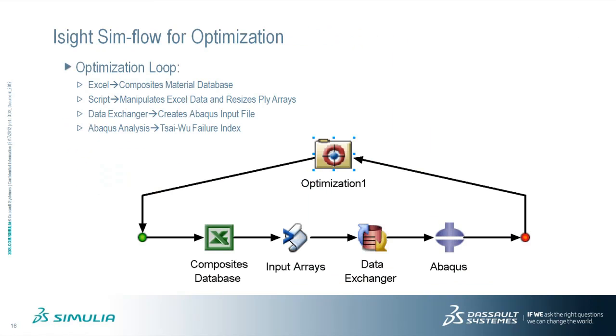Okay. So again, this is the iSight SimFlow for this optimization in a little bit more detail. So we start with Excel as the first part of the SimFlow, and that's our composites material database. We then have an input arrays script, which manipulates that Excel data and resizes the plies and the arrays. We then have a data exchanger, which maps those properties, the new composite properties, into the Abaqus input file. And then we perform our Abaqus simulation, and again, post-processing, looking at that SIWO failure index.